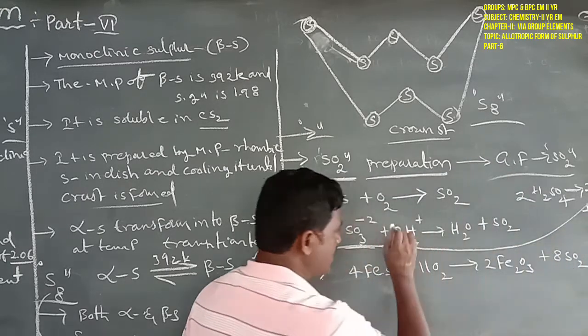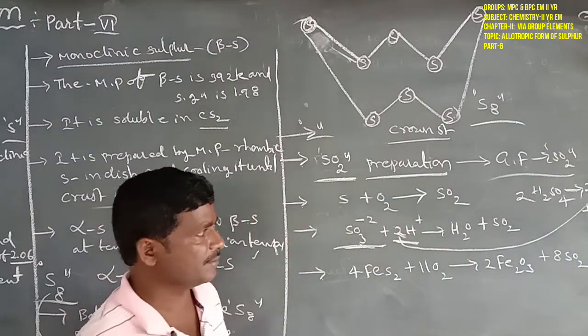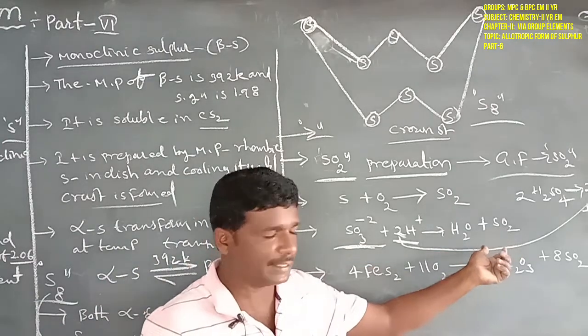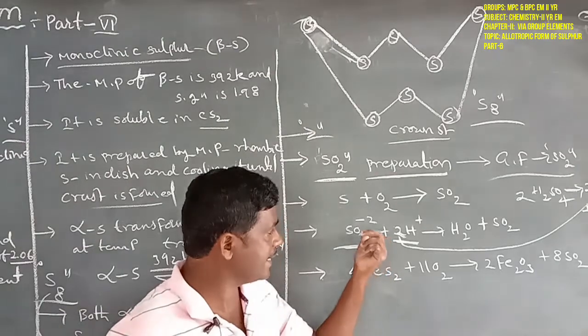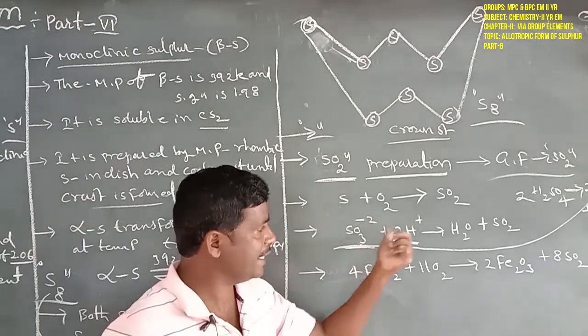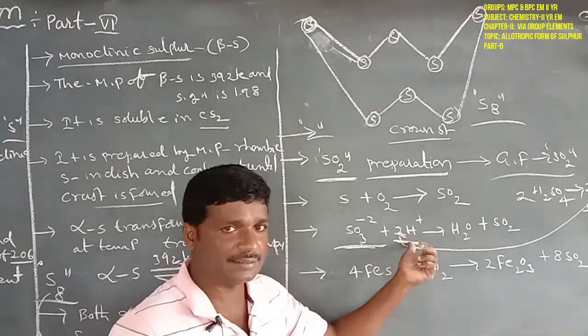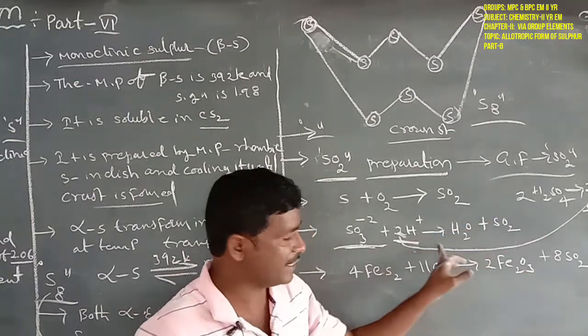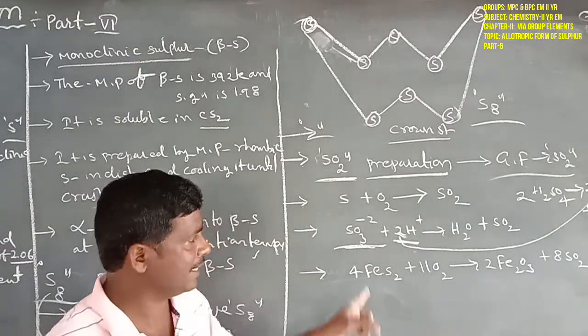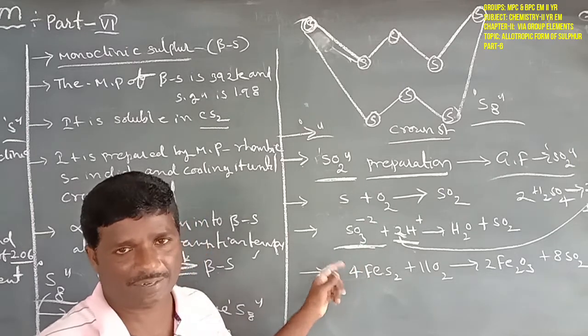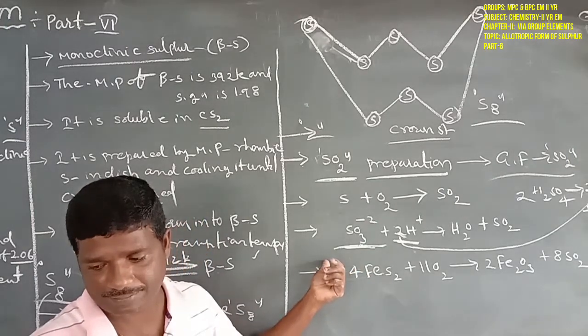That is also known as the H+ ion. Sulfur dioxide is prepared in the laboratory by treating a sulfite with dilute sulfuric acid, then forming sulfur dioxide. That is the second preparation of sulfur dioxide in the laboratory.